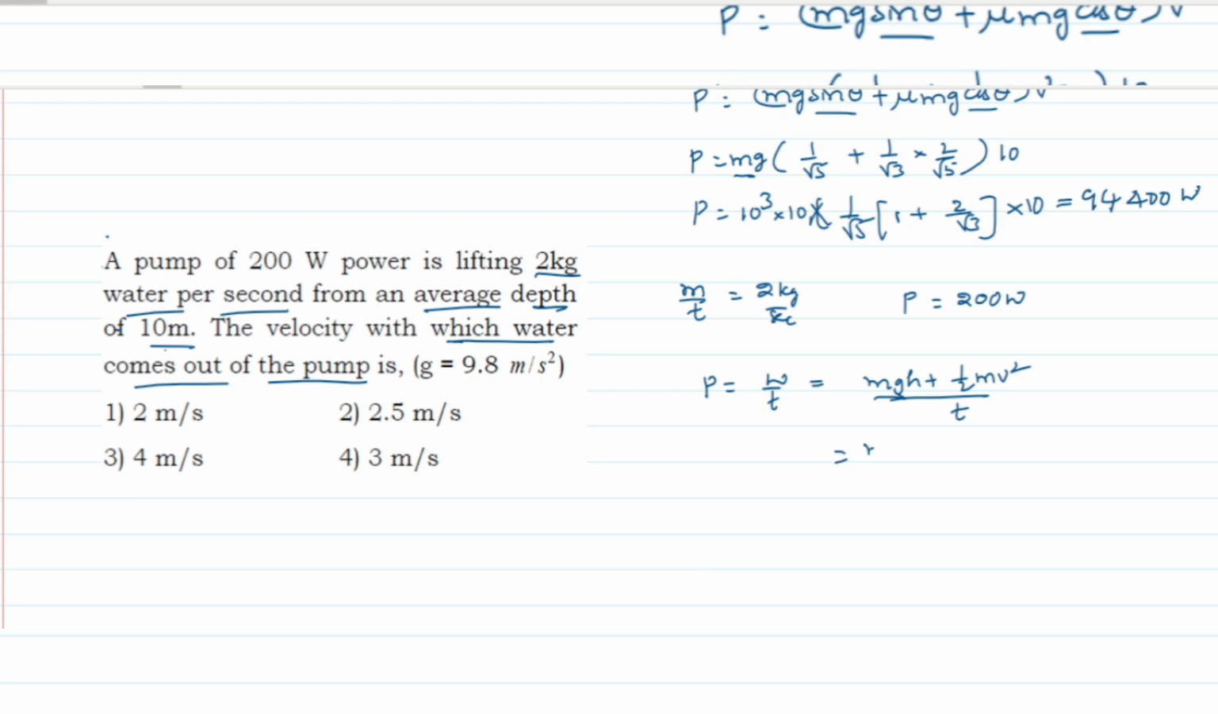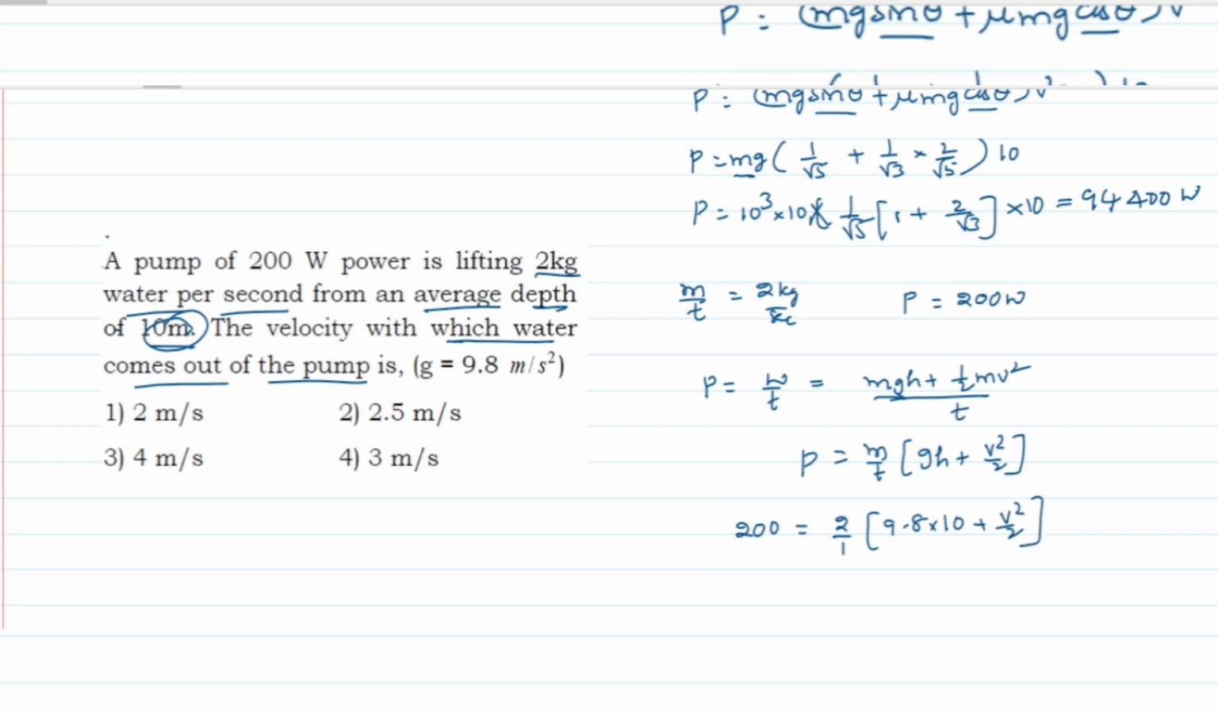In both cases, taking m by T common, P equals m by T into G into H plus V square by 2. Now power is already given as 200 watts, and the mass delivered per second is 2 kg per second. So 200 equals 2 into 9.8 into 10, the depth, plus V square by 2.